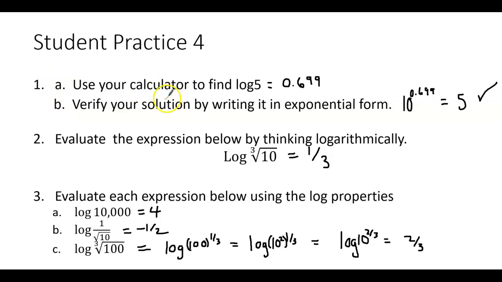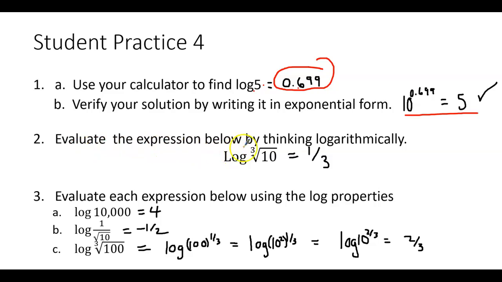Okay, so for 1a, if you type log 5 in your calculator, you should get 0.699. Writing that in exponential form then, it's 10 to this power equals 5, so that would be this. And if you check that on your calculator, you should have gotten something really close to 5. And that proves that, yes, it's true.